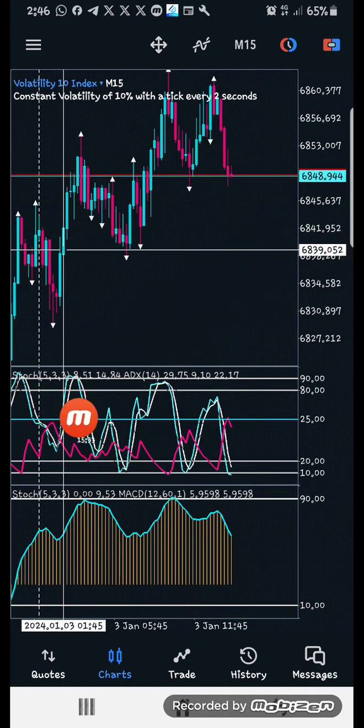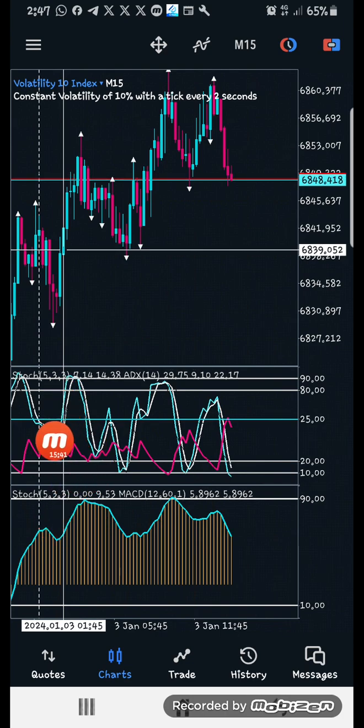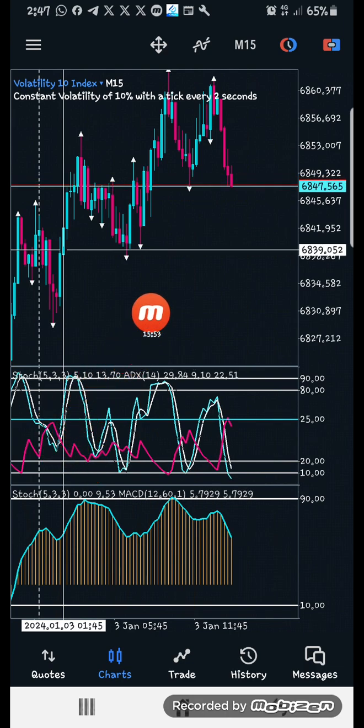The ADX line is still pointing downward. Stochastic line is upward, and the MACD line is also pointing upward. But the major point of focus should be the ADX and the stochastic. So now when you enter a trade, enter your trade.